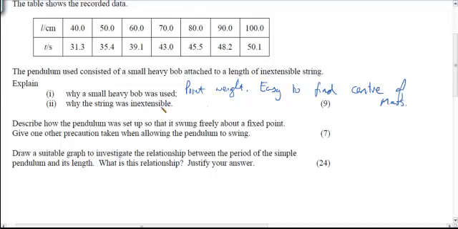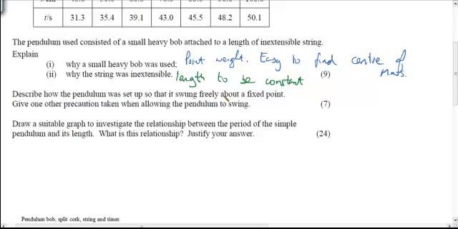Why is a string inextensible? Well, it's very important that the length remains constant. So we want the length to be constant. If the length is not constant, this equation won't hold for the period of oscillation.